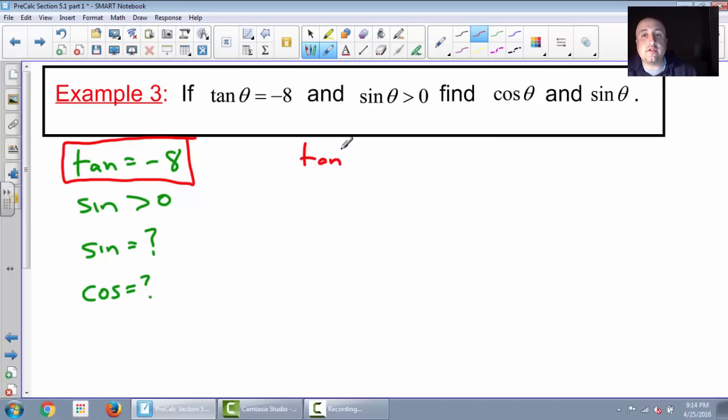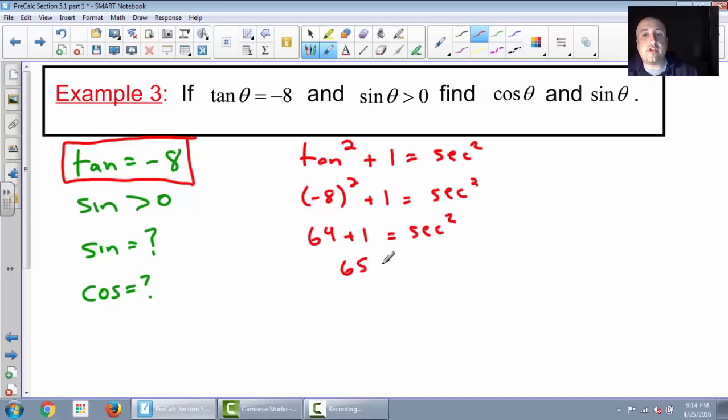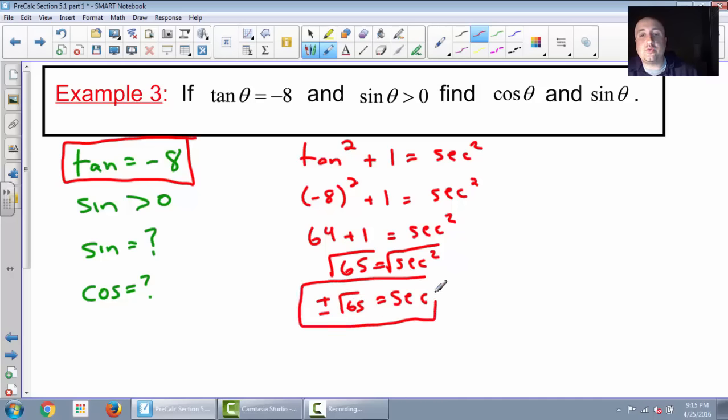So tan squared plus 1 equals secant squared. I know secant's not what we're looking for, but we'll be able to do something with secant and turn it into sine or cosine. So tan squared: -8 squared plus 1 is equal to secant squared. So 64 plus 1 is equal to secant squared, so 65 is equal to secant squared. Square root both sides, just like we ordinarily would. So secant is equal to plus or minus root 65. Now this isn't the answer we're looking for, but this will help us come up with sine and cosine.